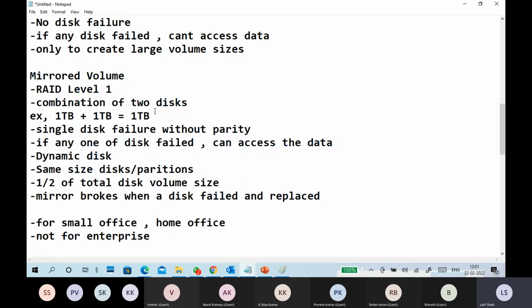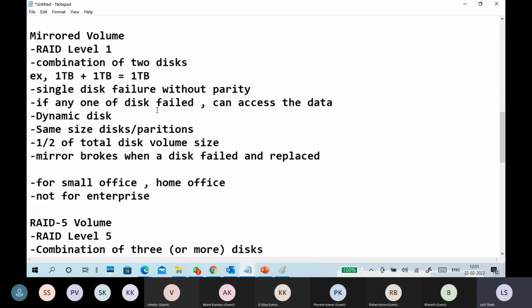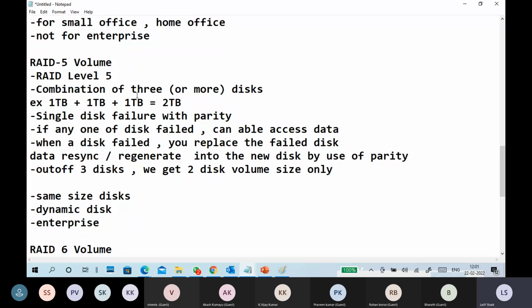So for small offices, home offices, home desktops and laptops, mirror is the better solution because it's cheaper than RAID 5. If one disk fails, we can still access the data. RAID 5 is enterprise level, so I need 3 disks. One disk is already used for loading the operating system, and 3 disks for storage. Additional cost, and more burden on your processor. So for small offices and homes, we don't use RAID 5, and that too needs a server operating system or dedicated RAID controllers.